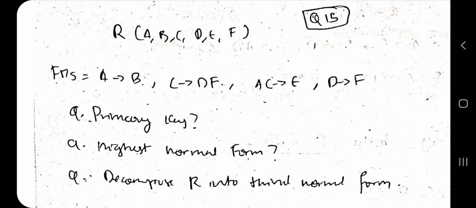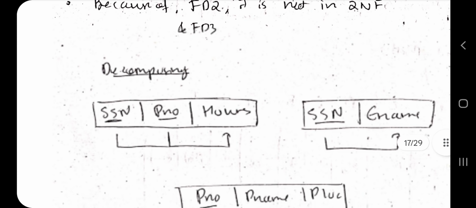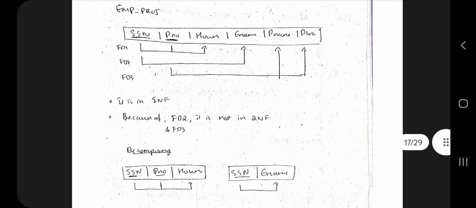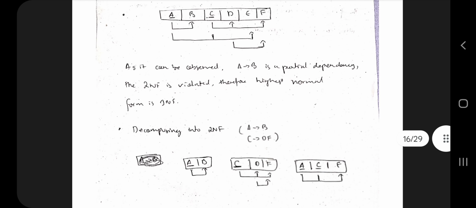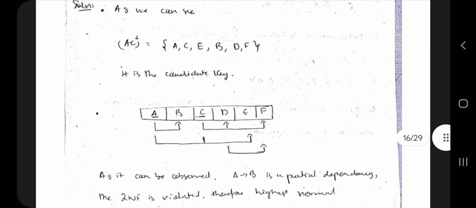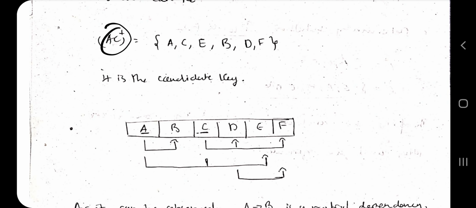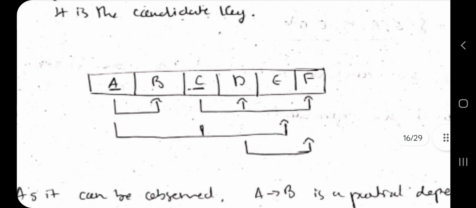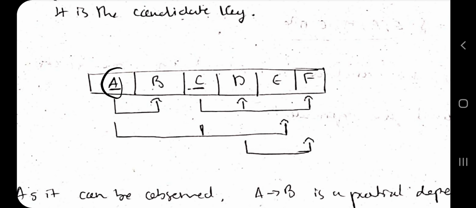What does second normal form say? It should not be partially dependent. Okay, so let's see the diagram and understand it in a better way. So yeah, we have got the candidate key AC because AC determines all the other attributes. So we will be making a table here. A and C is the primary key, so I have underlined A and C.